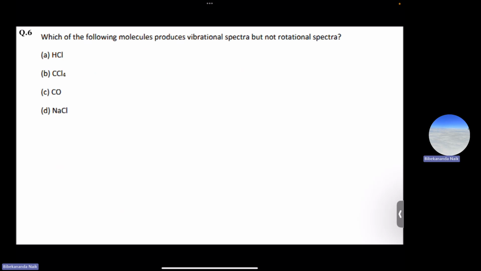Question number 6 says, which of the following molecules produces vibrational spectra but not rotational spectra? Options are option A HCl, option B CCl4, option C carbon monoxide, or option D NaCl.